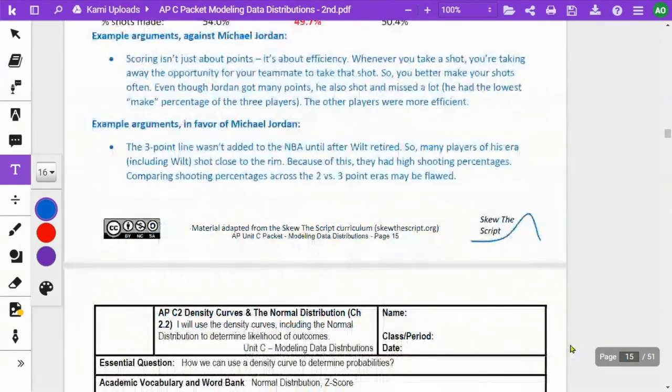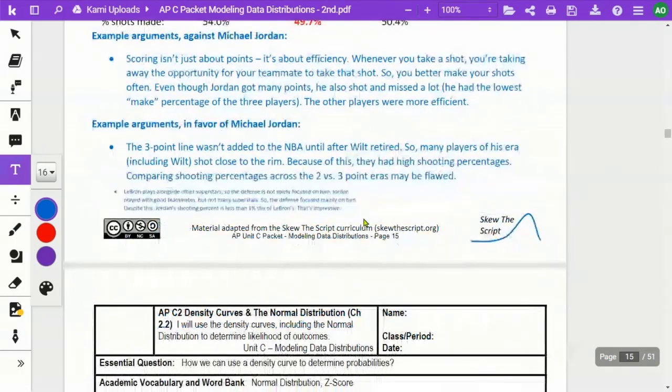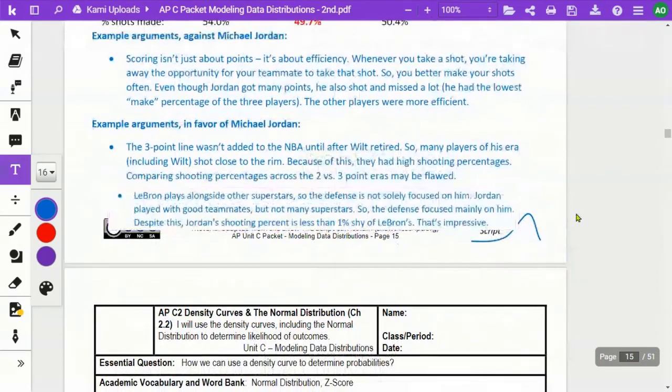Z-scores are pretty easy. They're awesome, actually. And now you can finally say, yes, you can compare apples and oranges. I can compare a volleyball player against a basketball player if I wanted to, right?